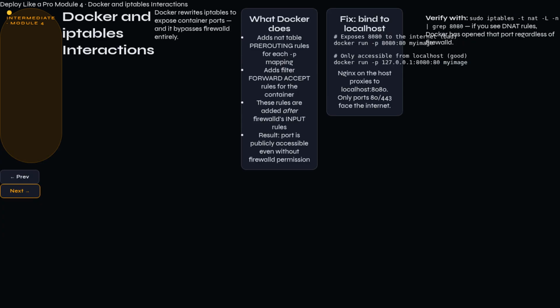Docker automatically manages iptables rules to handle container networking. This is powerful but can interfere with your firewall configuration in unexpected ways. When you start a Docker container with port mapping, docker run -p 8080:80 myimage, Docker adds iptables rules in the NAT table to forward port 8080 on the host to port 80 in the container. Docker also adds rules in the filter table to allow this traffic.